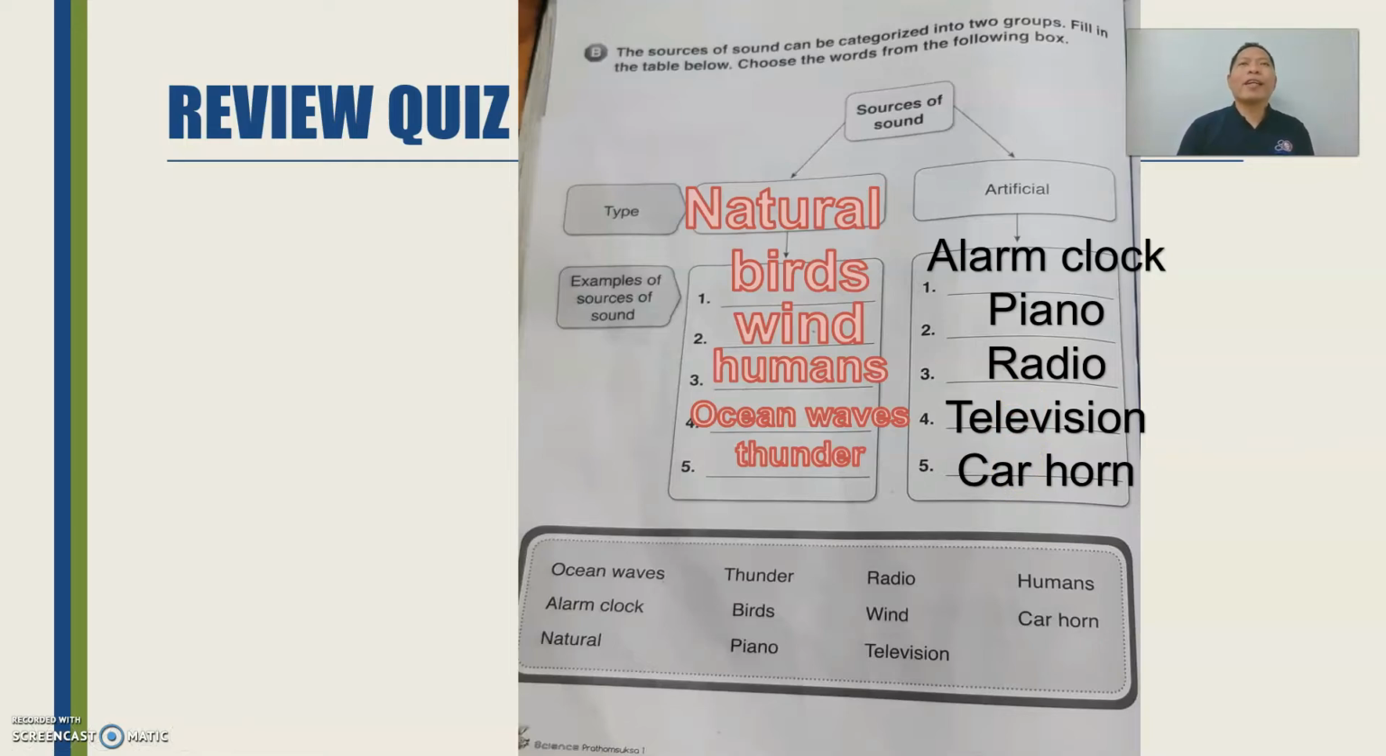Now, my question again. What is your example about artificial sound?